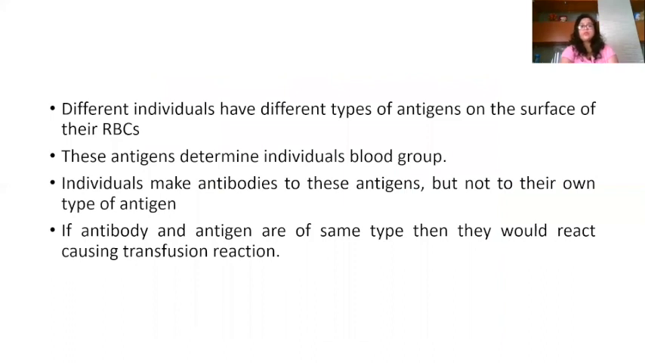Talking about antigens, as I said, those antigens are present on the surface of the RBCs. These antigens are the ones that determine an individual's blood group. The individual person will make antibodies which correspond to these antigens, but not of their own type. We'll see what that means in a short while. If antibody and antigen are of the same type, they would react, causing a transfusion reaction.